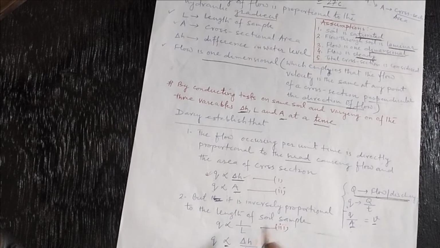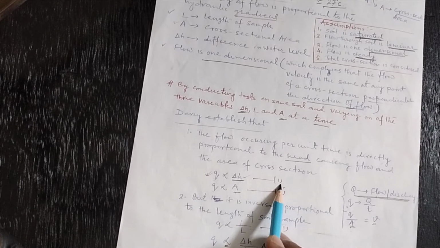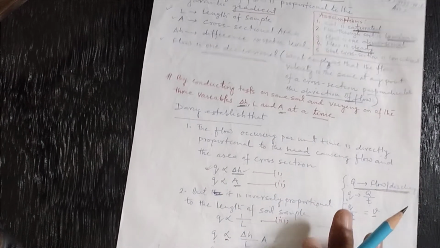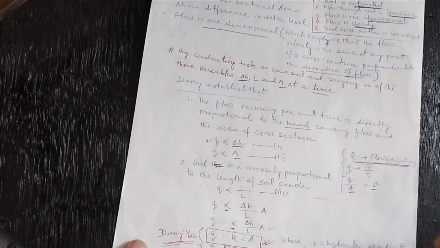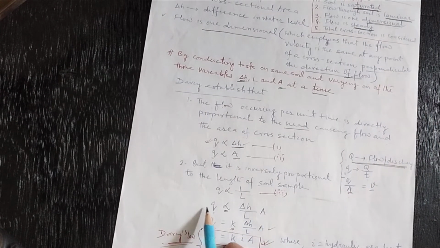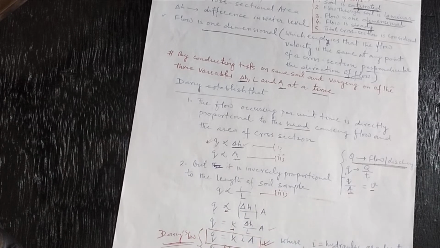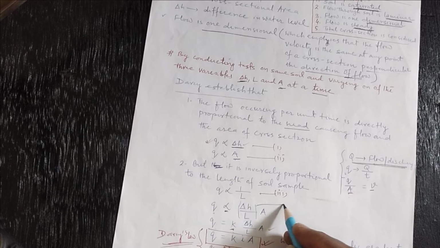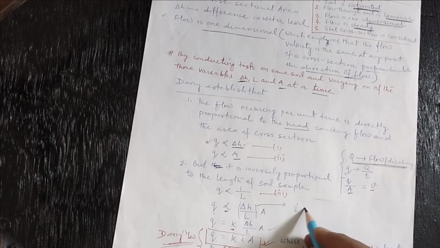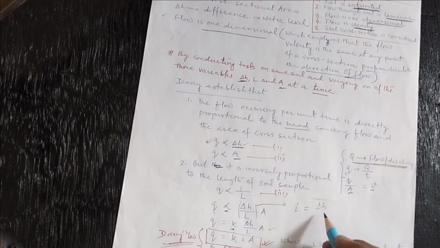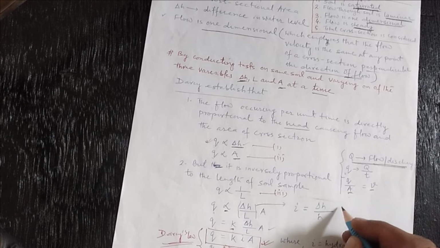So if we combine equations number 1, 2 and 3, what do we get? q is directly proportional to delta H by L. This delta H by L is called I, that is, hydraulic gradient.